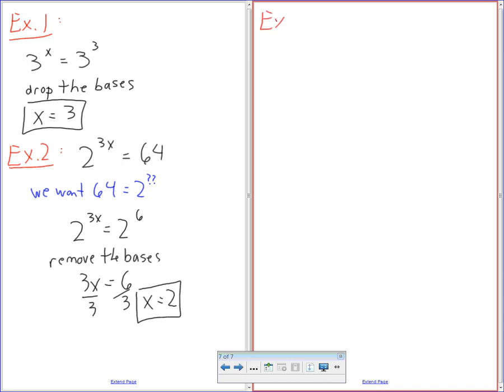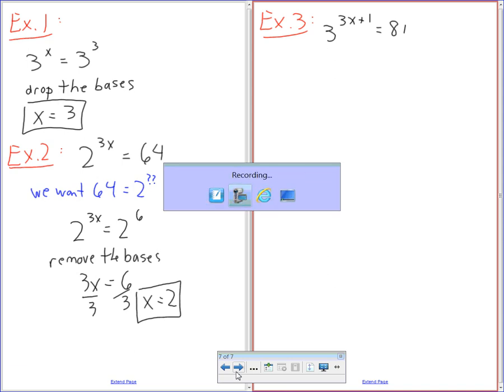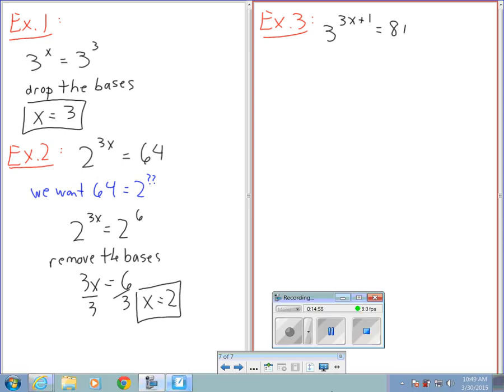Okay, I'm going to pause the video once I've done this one. So try example 3. Example 3 says 3 to the 3x plus 1 equals 81. Now this looks frightening again, but don't worry about the left-hand side. The left-hand side you can't deal with yet. The 81 is what you're going to deal with. Okay, I'm going to pause the video.